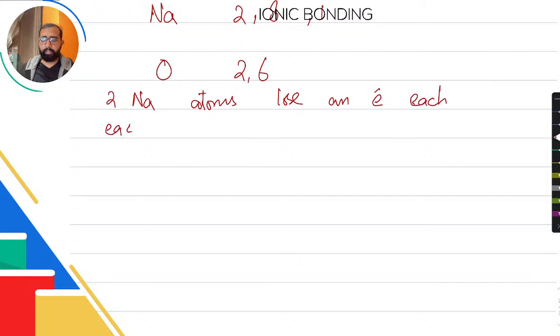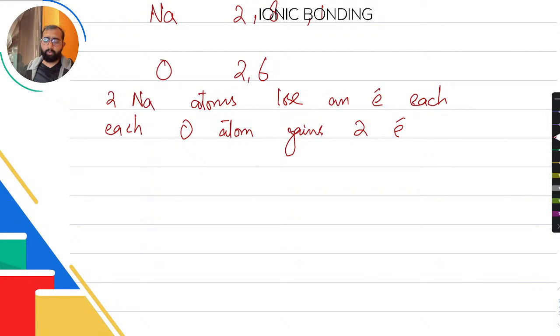Each oxygen atom gains two electrons. Now, if you're in grade 11, or whatever year you are, if you're in the last year, you must have studied LCM or HCF in mathematics. Now, LCM is a very easy way of understanding how this works.